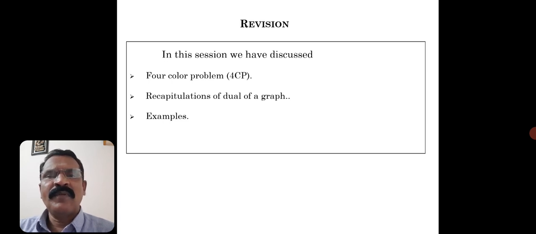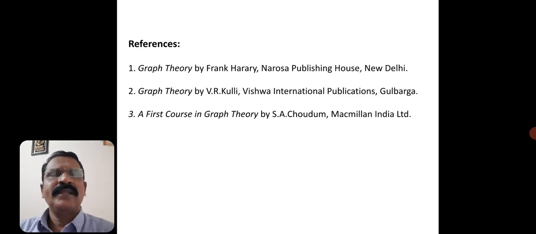What is the four color problem? It is possible to color the map within four colors, so it is four region colorable. A maximum of four colors is sufficient to color the faces of any plane graph. Then we recapitulated the concept of the dual of a graph, and to clarify the concept, we took some examples. With this, we conclude.